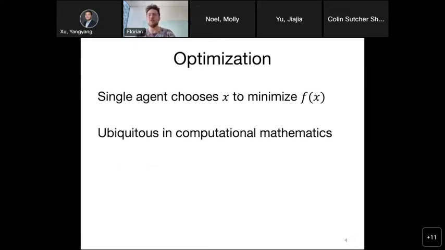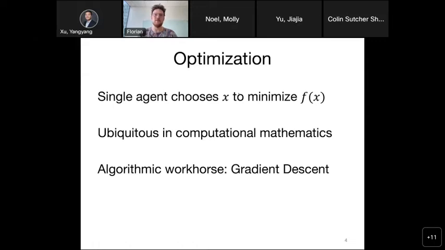So we come up with a function that we don't like, and then we come up with a new algorithm for solving a problem by finding the x that minimizes this function. And typically in much of computational mathematics, the basic workhorse algorithm for solving these problems is gradient descent. So something like this.